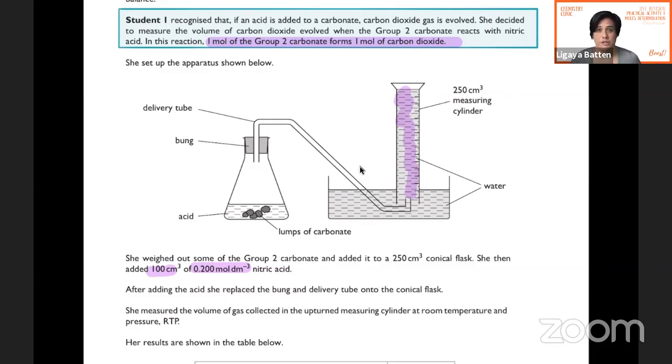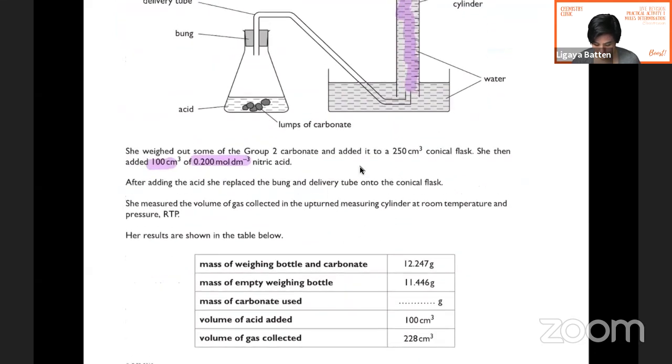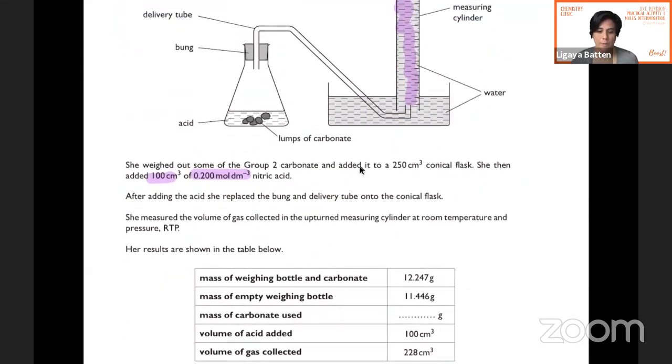After adding the acid, she replaced the bung and delivery tube onto the conical flask and then measured the volume of gas collected in the upturned measuring cylinder at room temperature and pressure, RTP. Her results are shown in the table below. So we've got the mass of the weighing bottle and the carbonate and the mass of the empty weighing bottle, which means, as we'll see in a second in the question, if we take the difference between these two, that will give us the mass of the carbonate. Because we're taking the weighing bottle away from the two together. So that's how we're going to work out the blank box there.